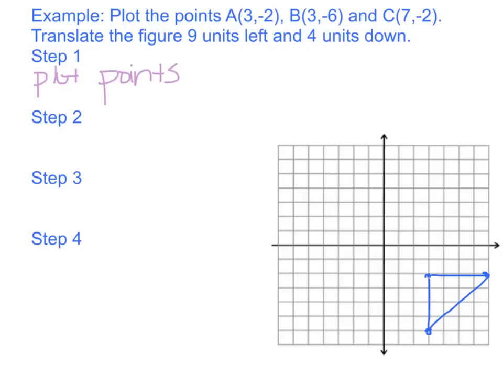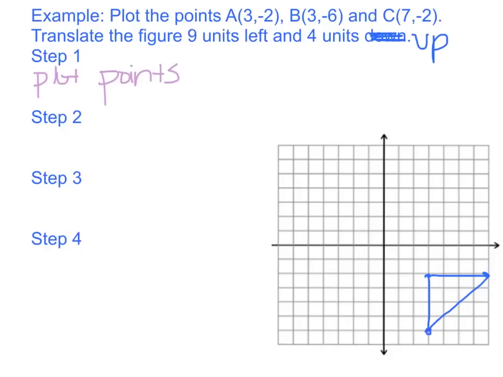So there is our triangle right there. And now we want to translate this figure left 9 and it says down 4, but it's not going to fit on that graph. So go ahead and put that as up. So now that we've plotted our points, our second step is going to be to add.